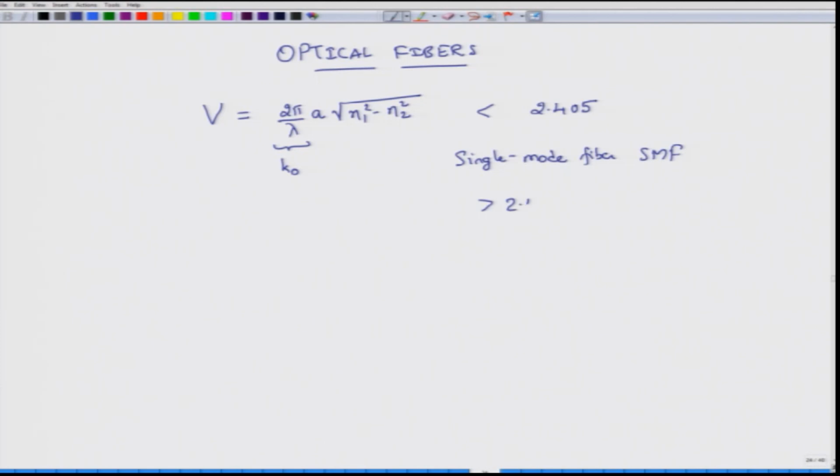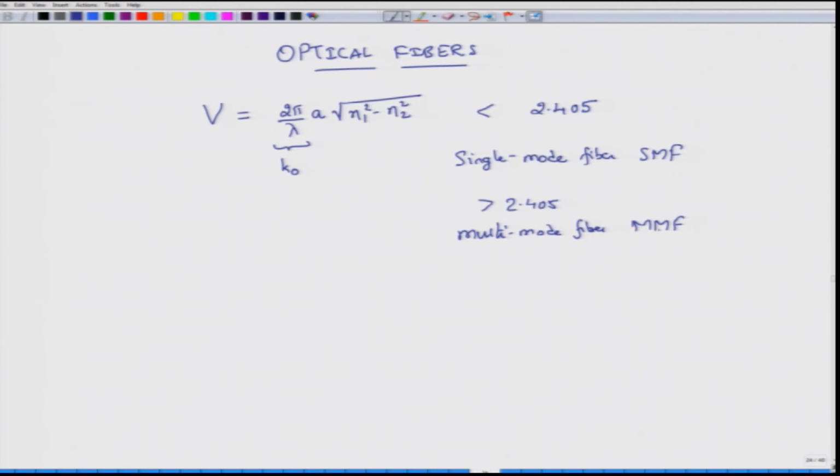Now, when this V number exceeds 2.405, which can happen in what are called multi-moded fibers, or simply multi-mode fibers, this is shortened or abbreviated as MMF. The first M stands for multi, the second M stands for mode, and F stands for fiber.